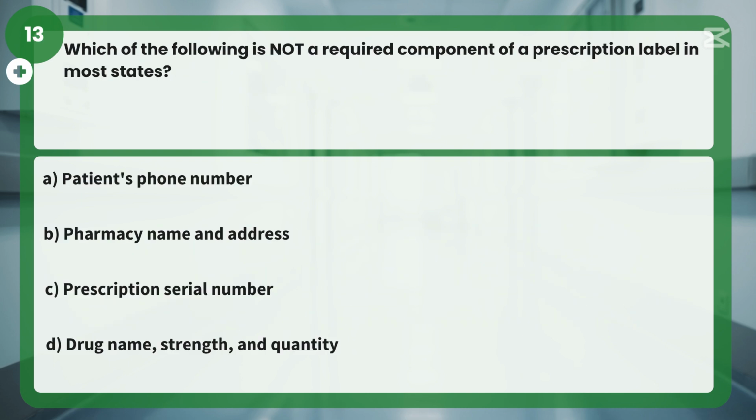Question 13. Which of the following is not a required component of a prescription label in most states? A. Patient's phone number. B. Pharmacy name and address. C. Prescription serial number. D. Drug name, strength, and quantity.